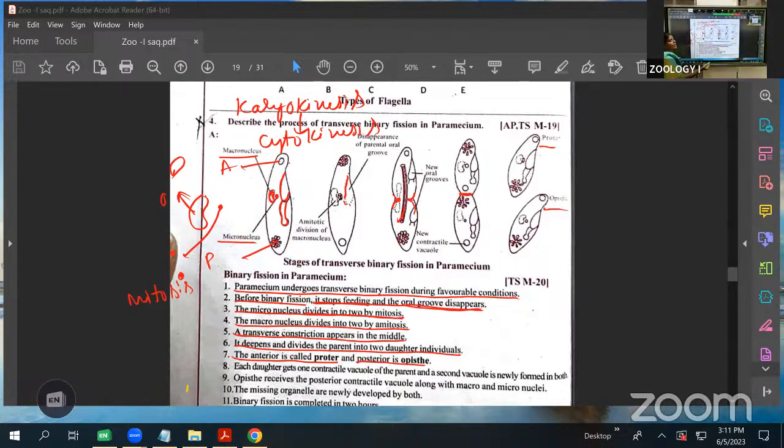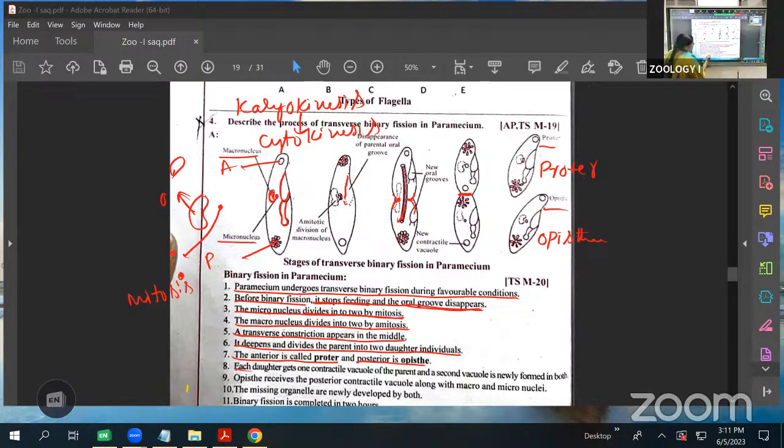After the constriction occurs, it deepens and forms two daughter individuals. The anterior one is formed and the posterior one is formed. The anterior one is called a proter. The posterior one is called an opisthe. Here, next.